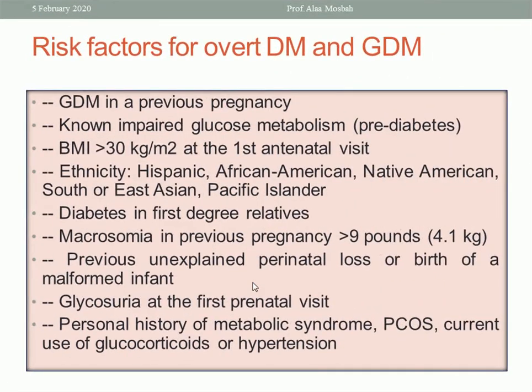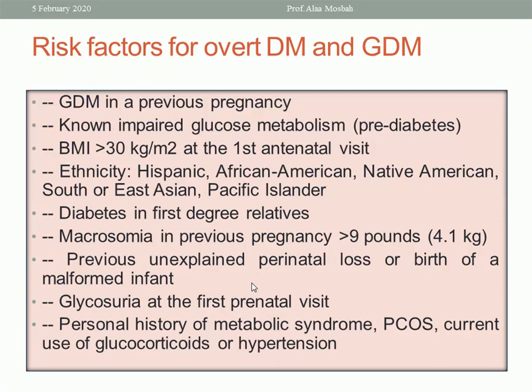What are the risk factors for overt diabetes mellitus and gestational diabetes mellitus? Gestational diabetes in a previous pregnancy is one of the risk factors. What others? Impaired glucose metabolism, what's called pre-diabetes. Body mass index more than 30 kilogram per square meter at the first antenatal visit. Ethnicity: Hispanic, African American, Native American, South or East Asian, Pacific Islander are at risk of diabetes.